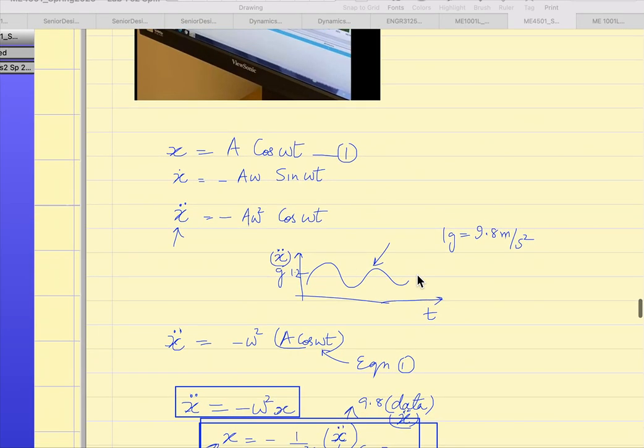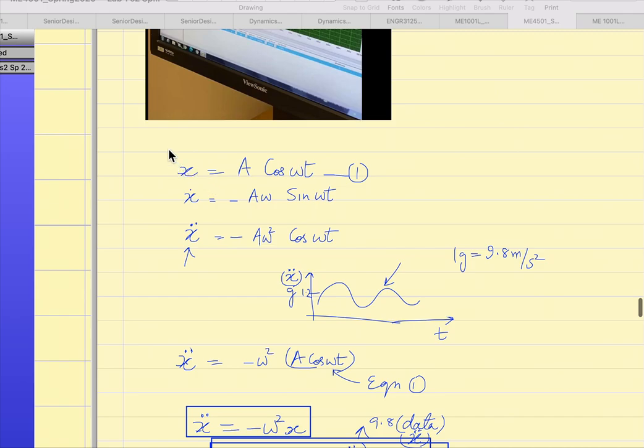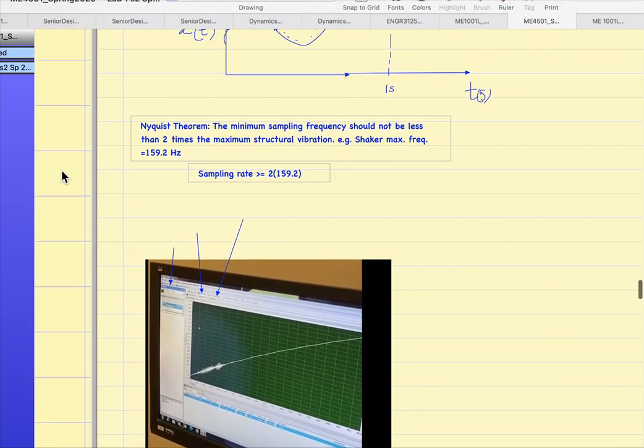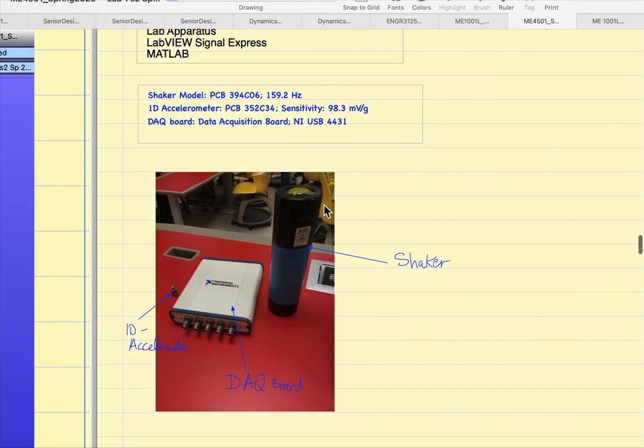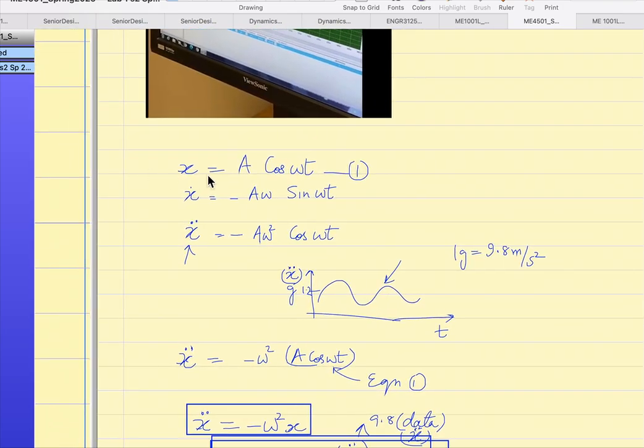How to go from acceleration to displacement. As you know, the shaker is vibrating sinusoidally at a frequency of 159.2 hertz. So if I do the math here, this is the sinusoidal wave equation.